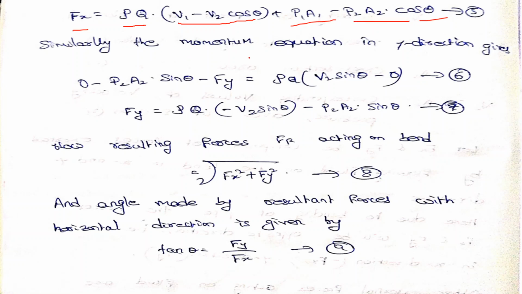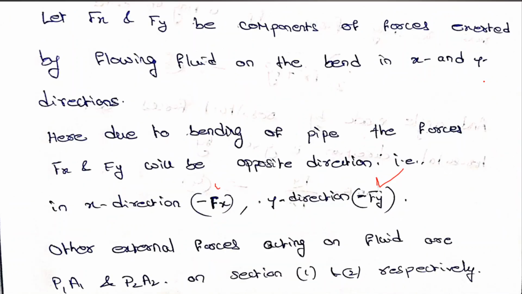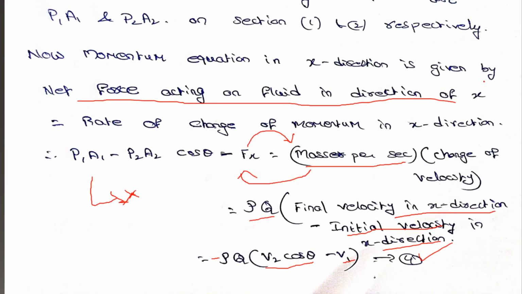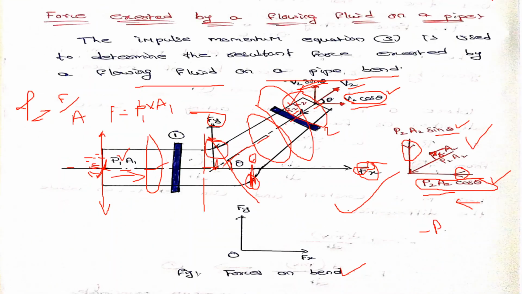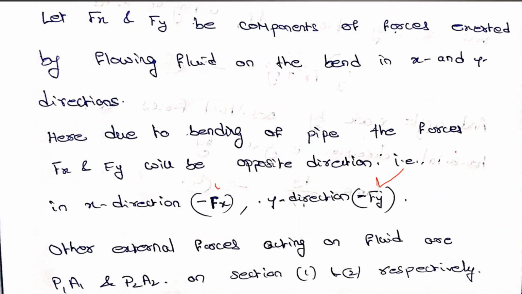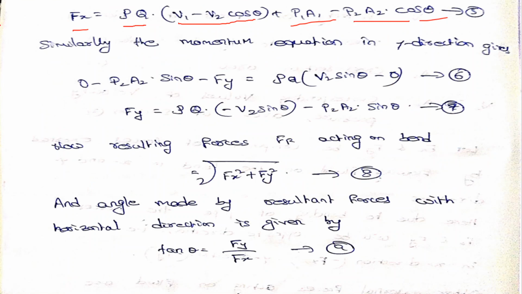Now similarly the momentum equation in y direction. Now if you see in y direction, there won't be P1A1 here. Obviously only the value P2A2 is there. If you see in this direction, is there any P2A2? Nothing, only P2A2 sin theta is there. That is also traveling in the opposite direction.